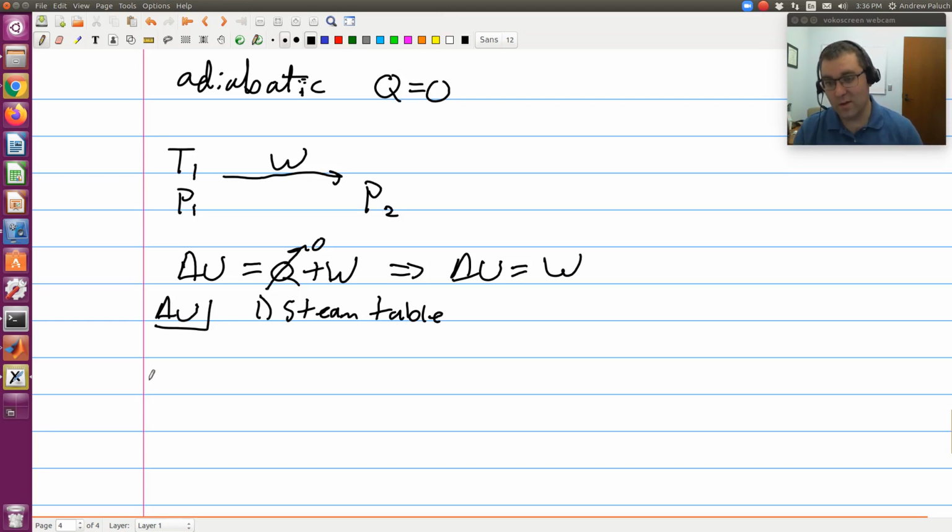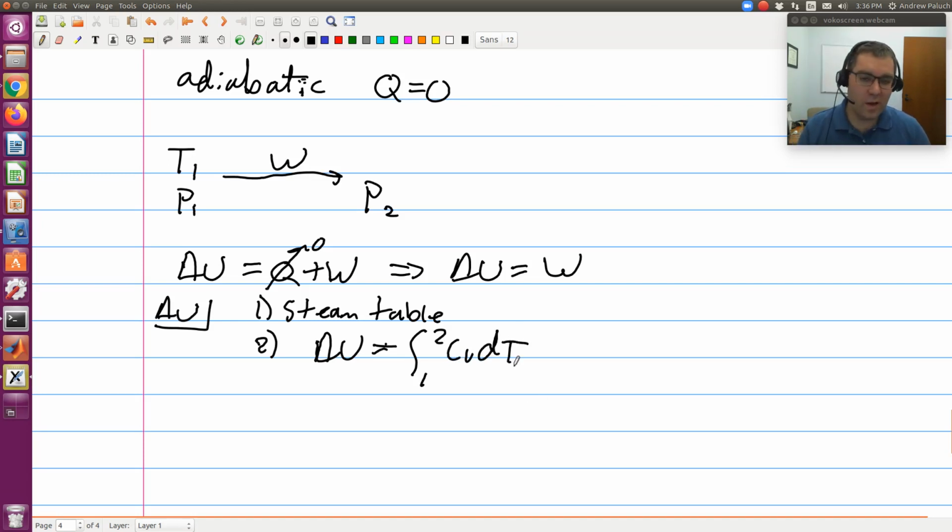I could also think in terms of, well, delta U is going to be equal to the integral from my initial to final state of CV dT. Here again I'm stuck though because I don't know my final temperature, right? I don't know T final. So I can't readily evaluate this term.